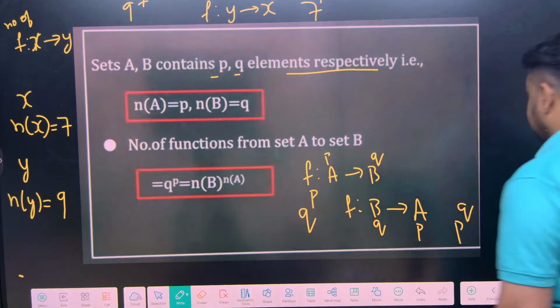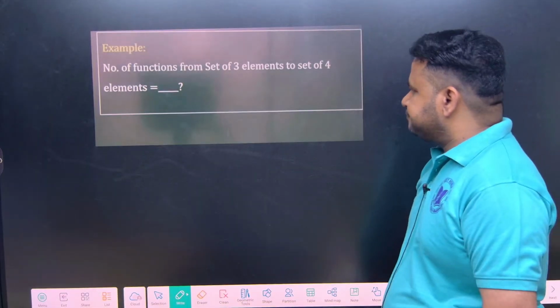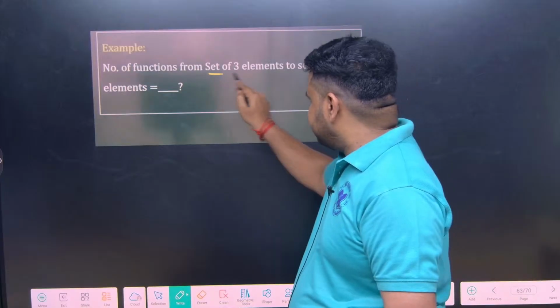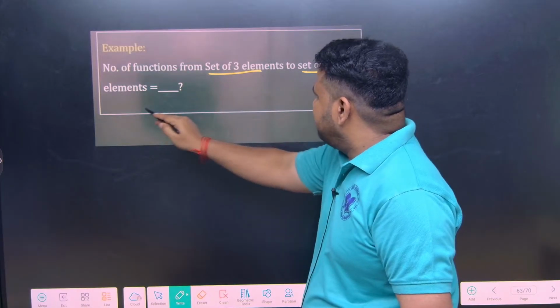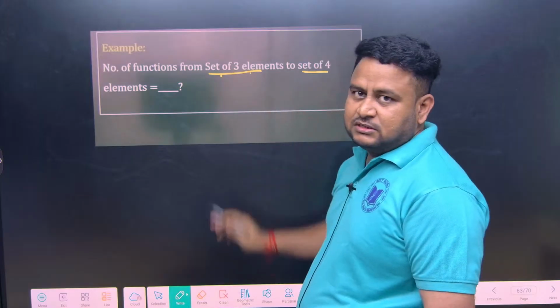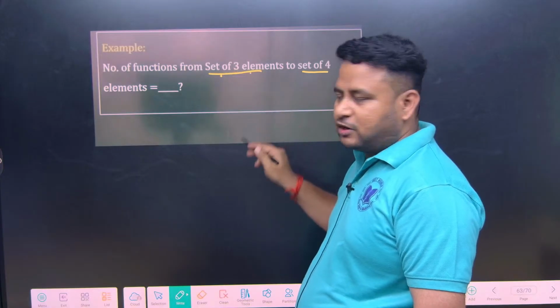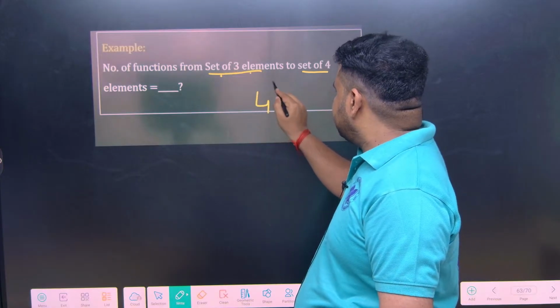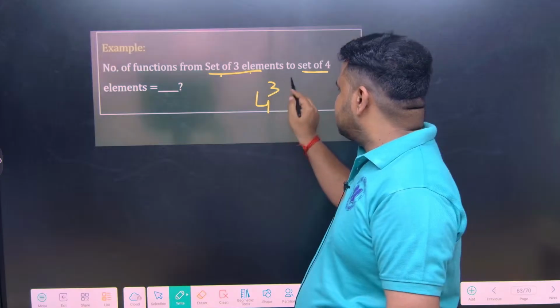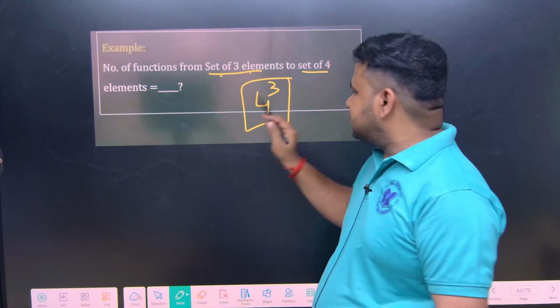See here, based on this they gave a question: the number of functions from a set of 3 elements to a set of 4 elements. That means the set of 4 elements should come at the bottom. 4 will be here, 3 will come up. That's all. So these are the number of functions from a set of 3 elements to a set of 4 elements.